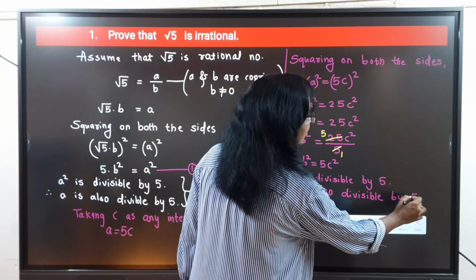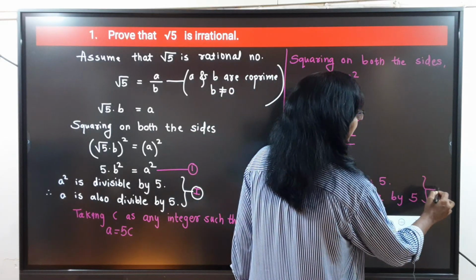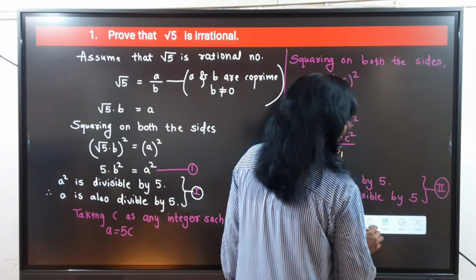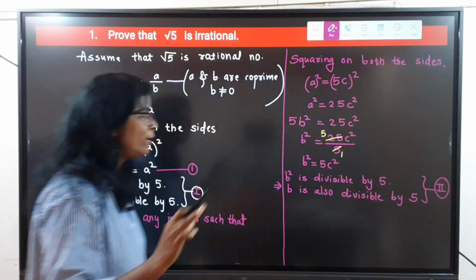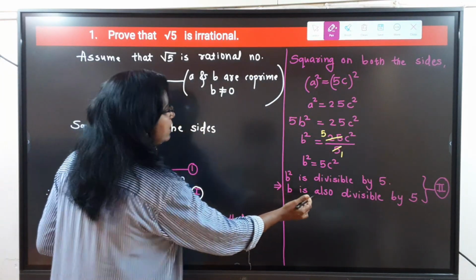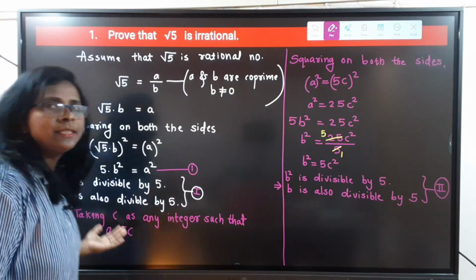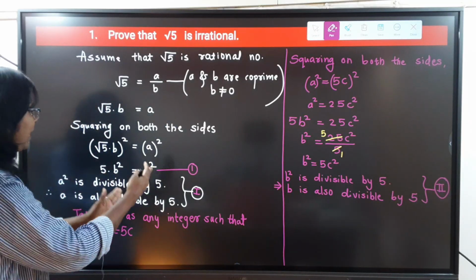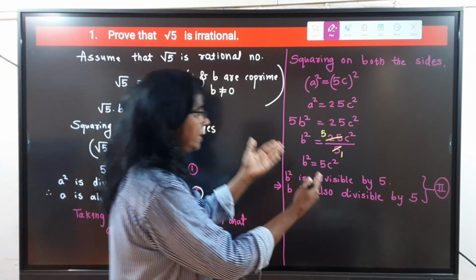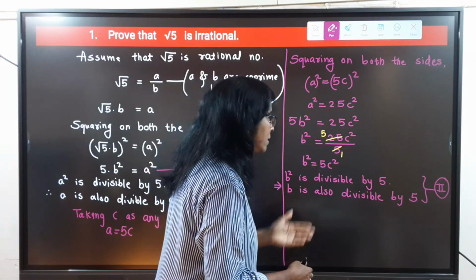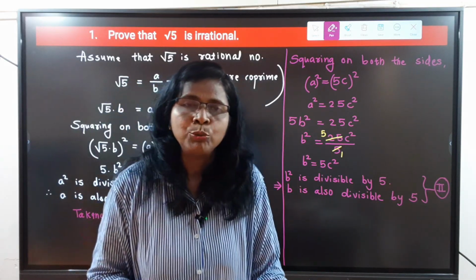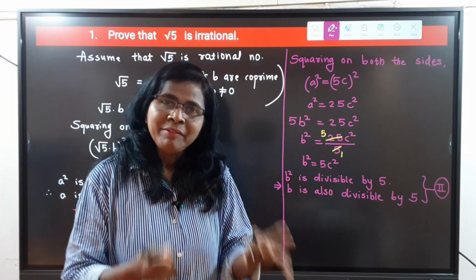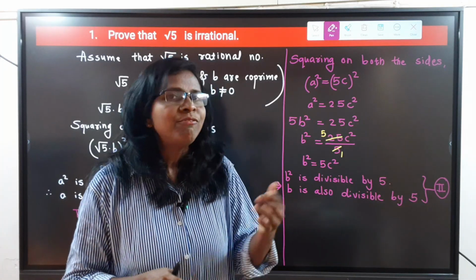Now here students, we call it the second statement. Observe carefully the first statement and the second statement. The first statement says that A is divisible by 5. The second statement says that B is divisible by 5. That means A and B are divisible by a common factor 5.